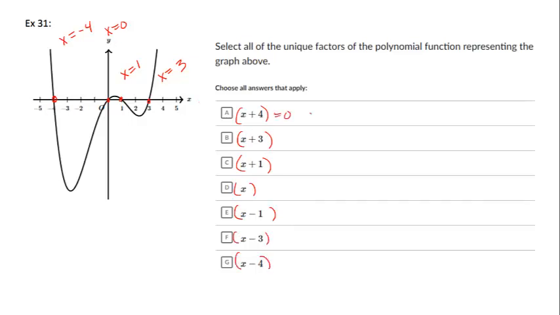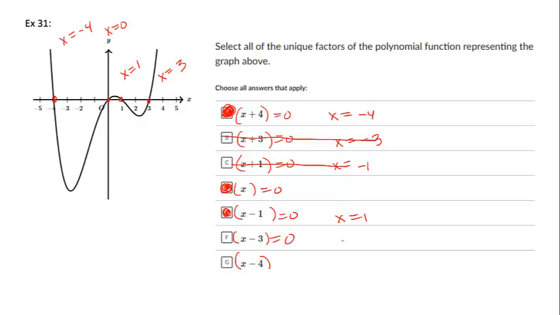So if I set this equal to 0 and solve it, will it give me one of these answers? Yes, this will turn into -4. So this is one of my answers. If I set this equal to 0, I'm going to get -3, but that's not a solution, so that's not it. Set that equal to 0, that will give me -1. Nope. Set this equal to 0, yeah, that gives me my second answer. Set that equal to 0, that will give me 1, that's my third answer. Set that equal to 0, that should give me 3, that's my fourth answer. And of course, that's not going to work.